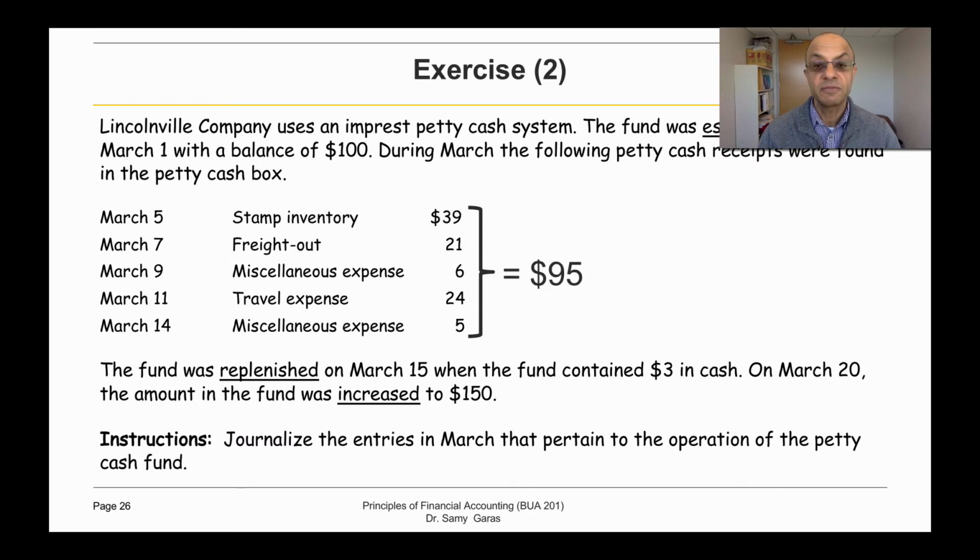yes, $95. However, if we subtract the ending balance, which is $3, from the beginning balance, which is $100, the difference is 97. So we have actual expenses of 97, but a total amount of vouchers of 95. So it seems there is a $2 difference here. We keep this in mind and we'll see it in the next screen.